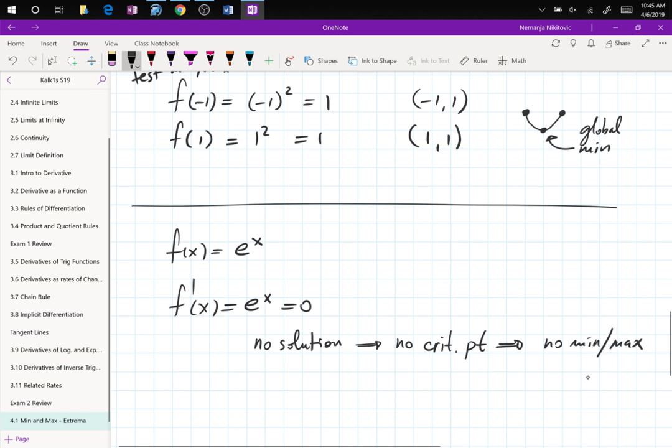And you know that, because when you graph e to the x, it goes through 1, this one goes up forever, this one goes down forever towards 0, but it never reaches it. So there are no min and max on e to the x.